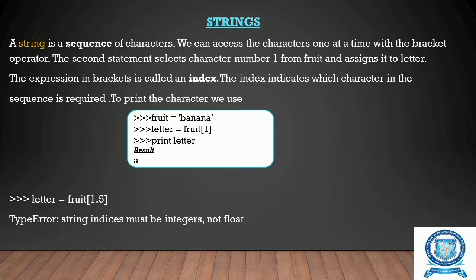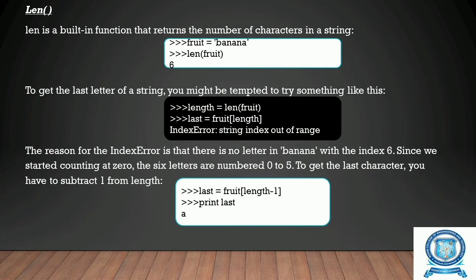To print the character, we use this code: fruit equal to banana, letter is equal to fruit of 1, print letter. Here the 1 indicates the index, and the index starts from 0, 1, 2, 3 and goes on like that. So 1 indicates a, and the result is a. If letter is equal to fruit of 1.5, then 1.5 is not an index number, so a type error will be raised. String indices must be integers and not float numbers.